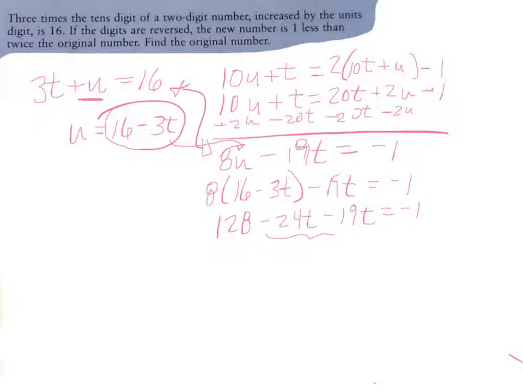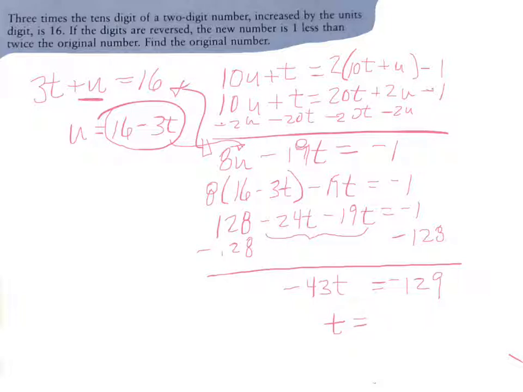Okay, I'm going to put these two things together, and I'm going to subtract 128 from both sides. So I'm going to get -43t equals -129. Just so happens that this does work out when I divide both sides by -43. I'm going to get that the tens digit is 3. So this number is 30 something.